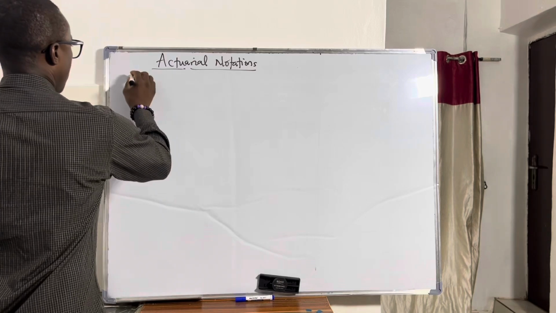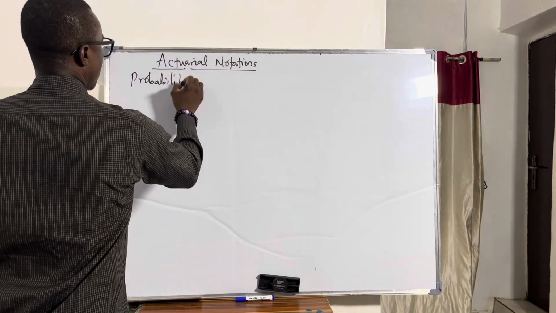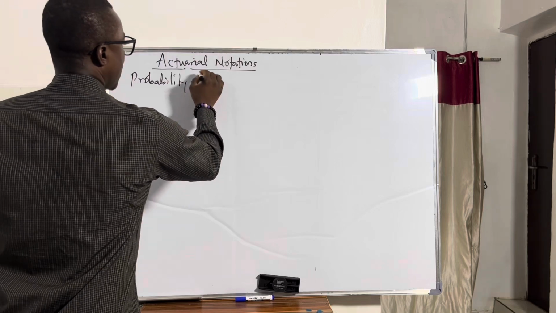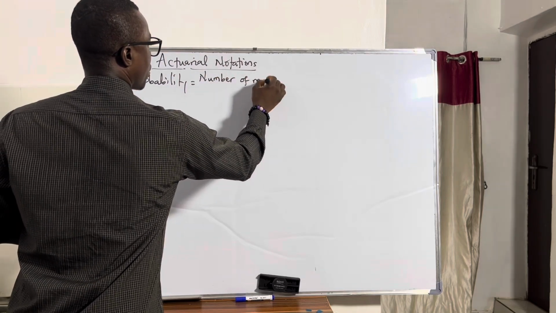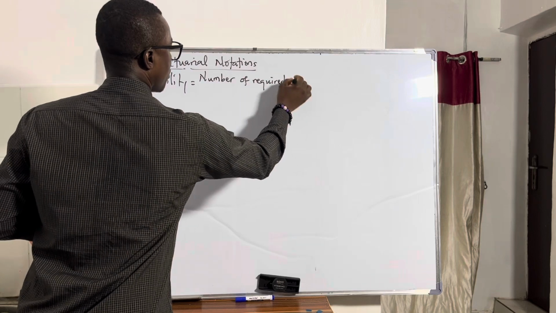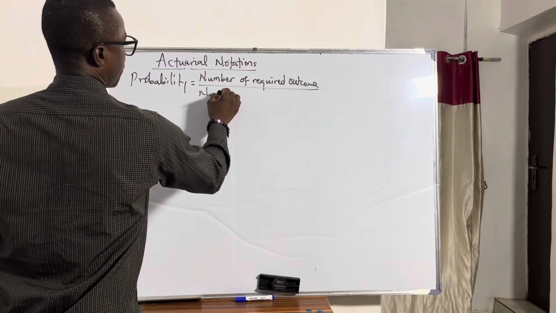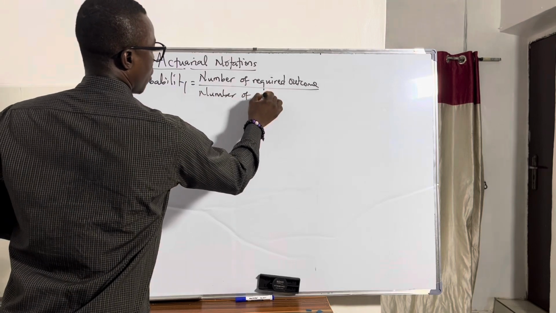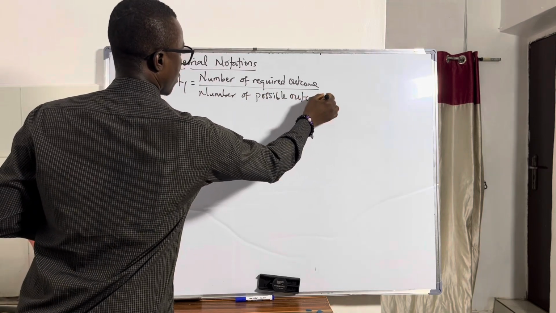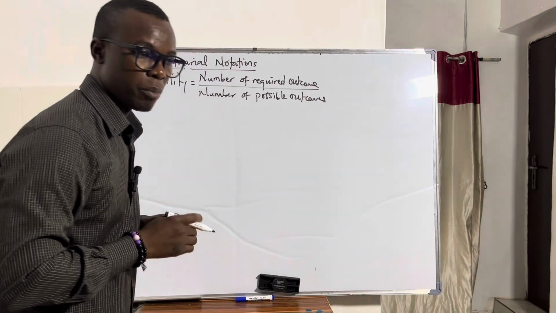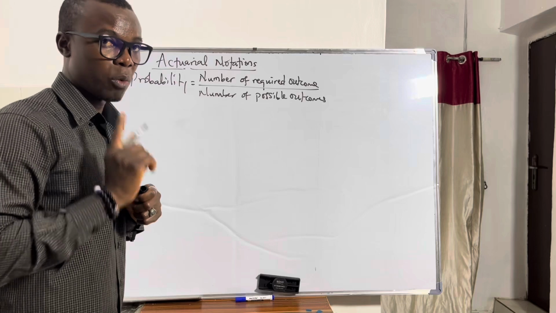So what does probability mean? For short, I'm going to have this probability. That means the number of required outcomes over the number of possible outcomes. So let's say, for example, we have a die and we are going to throw the die once.